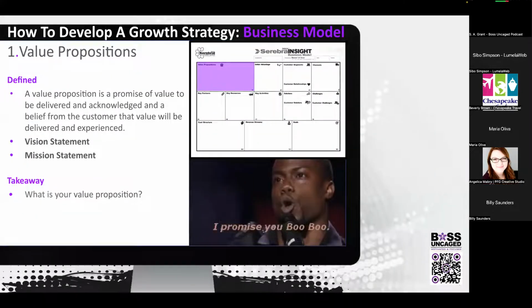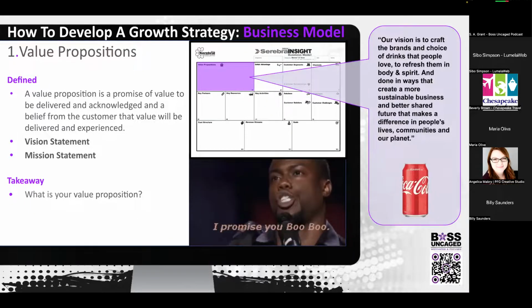So, number one, value proposition. Essentially, the core of a value proposition is multiple different things. It's a promise to your clients. It's also part of your vision statement and your mission statement. The key takeaway I want you guys to think about is: what is your value proposition currently? And I'm going to do case studies as we go. In this particular case study, we're going to be talking about Coca-Cola. If you look to the right of the screen, you can see Coca-Cola's vision essentially is their value proposition: they're here to provide a service through drink, and through that drink create a happy emotion.